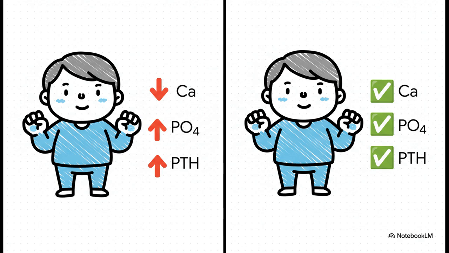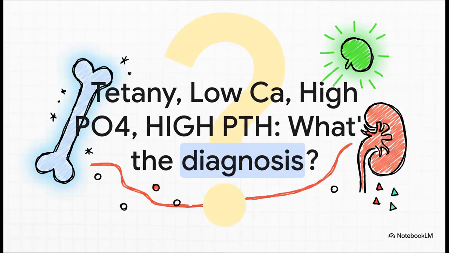Their PTH system is working just fine. This is all down to something called genomic imprinting. Basically, they inherit the faulty gene from their father, which, for complex reasons, only causes the physical features without the hormone resistance. Okay, let's finish with a quick challenge to pull it all together.